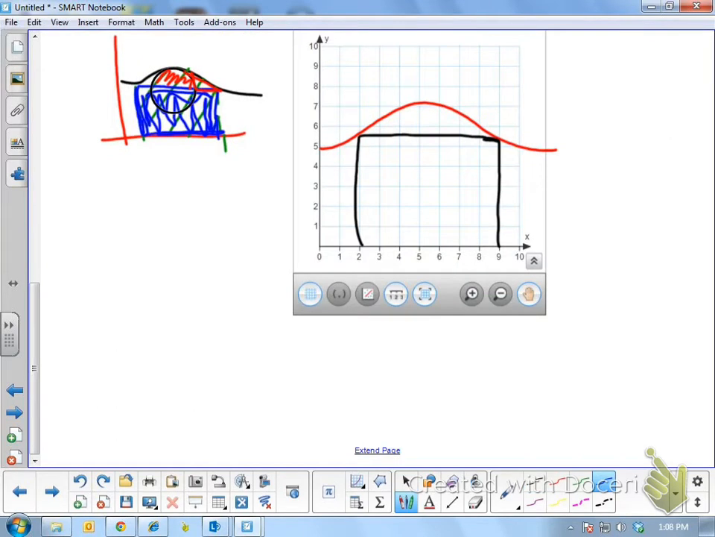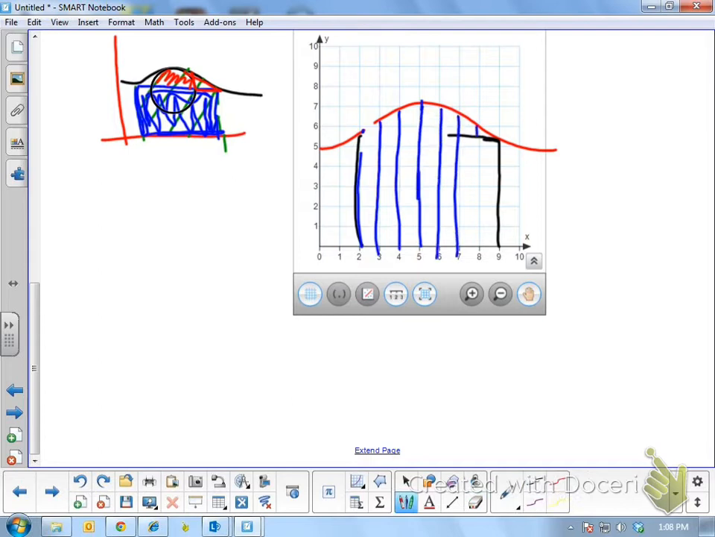What if instead I did another rectangle? Let's actually do more than just 2. Let's do 4 because 4 is better. Okay. Now do I fill in more of the spaces? Yep. So I could use multiple rectangles to approximate this.